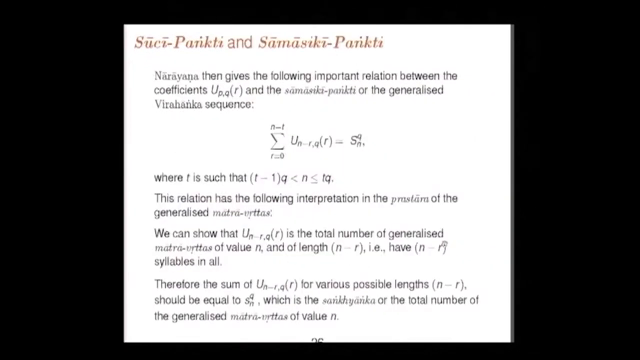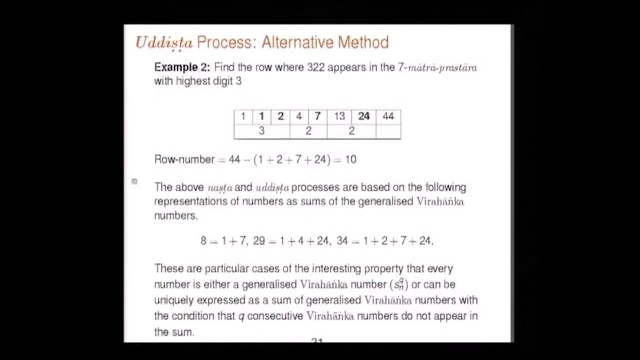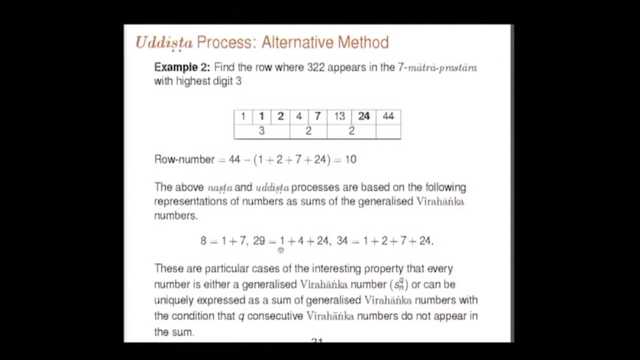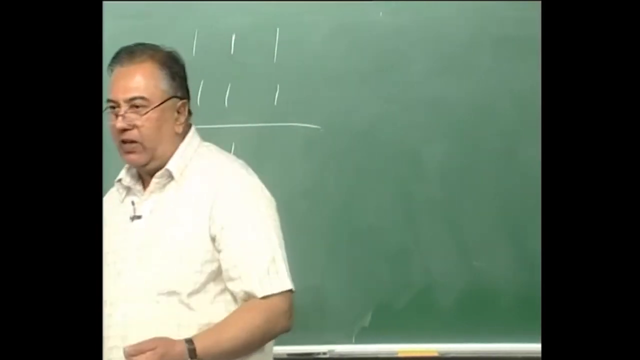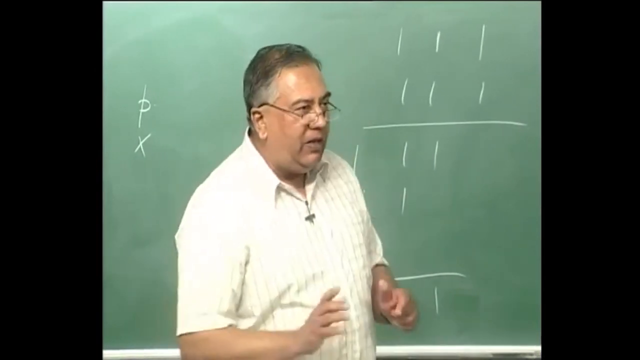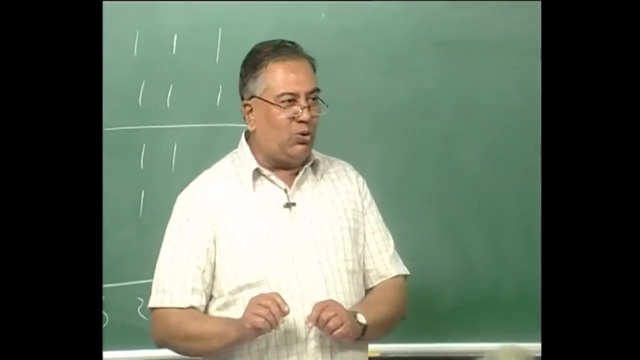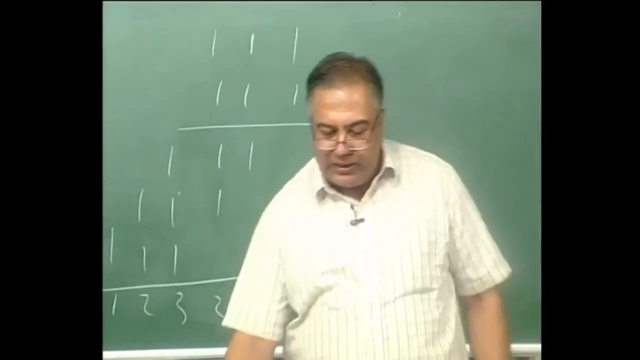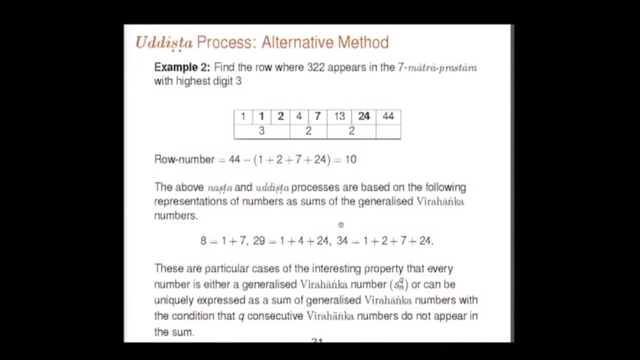Okay. Now, this again gives us another representation. So, what is happening? In this example, this number 34 is being written as 1, 2, 7 and 24. It was written as a sum of the generalized Virahanka numbers. In the earlier examples, we had written 8 as sum of 1 and 7, 29 as sum of 1, 4 and 24. So, we can see another general theorem is behind. The theorem is something like this, that every number is either a generalized Virahanka number or it can be written uniquely as a sum of the generalized Virahanka numbers with the condition that q consecutive Virahanka numbers will not appear in this sum. So, when q is equal to 2, 2 consecutive Fibonacci numbers will not appear. When q is equal to 3, 3 consecutive Virahanka numbers will not appear. So, like that. So, this is the general result which is behind this Unmeru and this Nashta and Uddishta process.